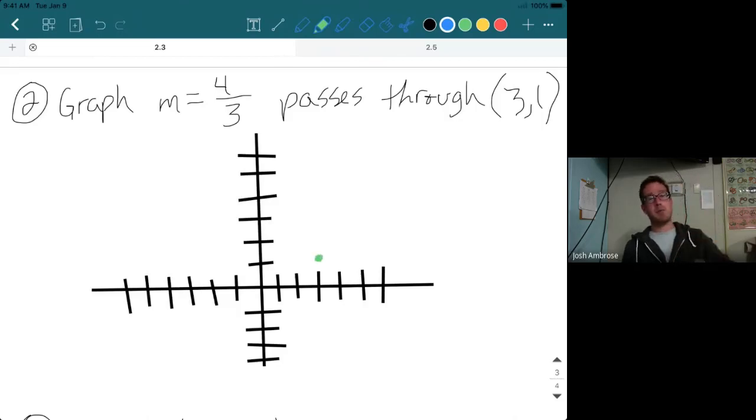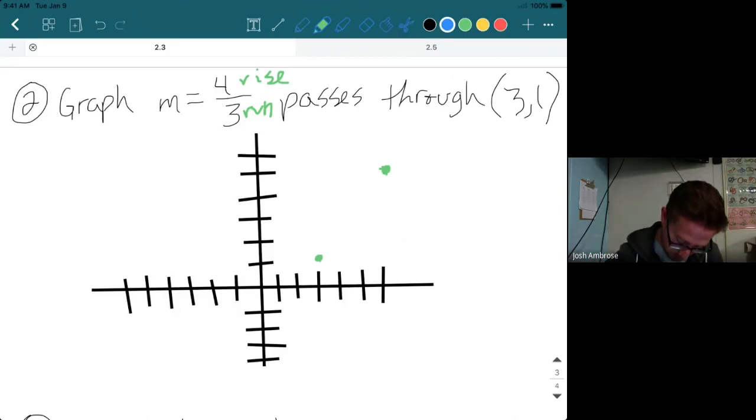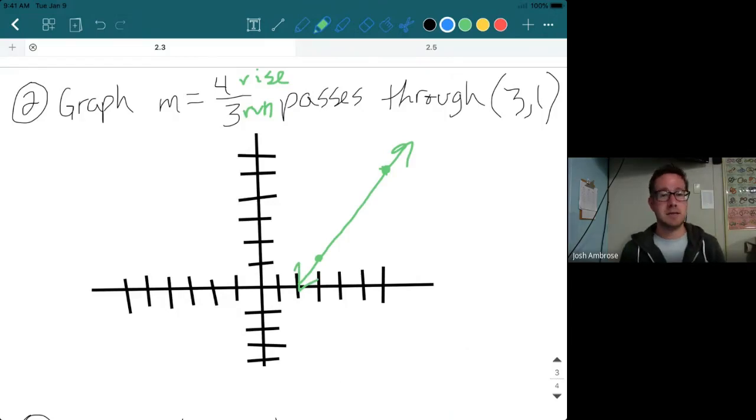Then from that point, use your slope. Remember, this is rise, this is run. So from that point, we're going to rise 4: 1, 2, 3, 4. We're going to run 3: 1, 2, 3. Looks like we would be right about there. From these 2 dots, you can just create a simple line to go right there. And that's it. So that's the exact graph that I would need to see for any problem where they give you a slope, they give you a point: plot the point, from the point, use the slope.